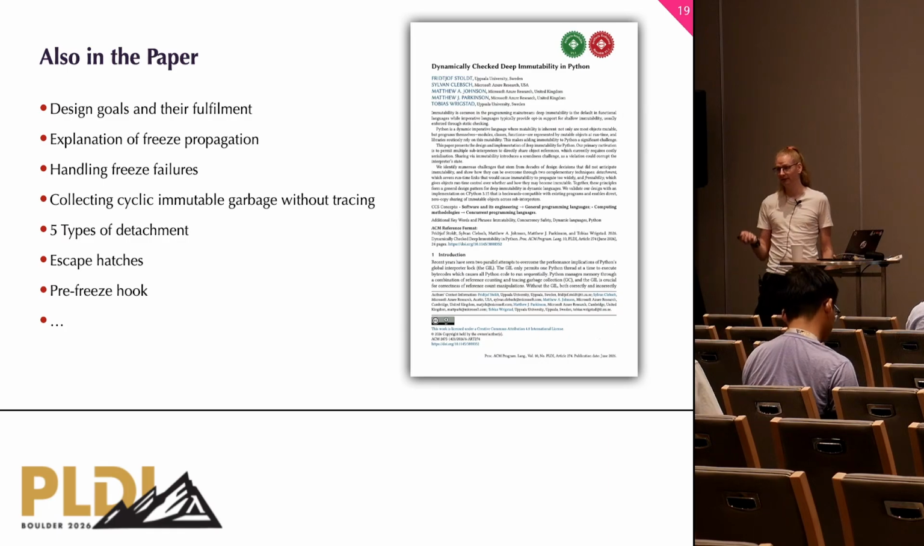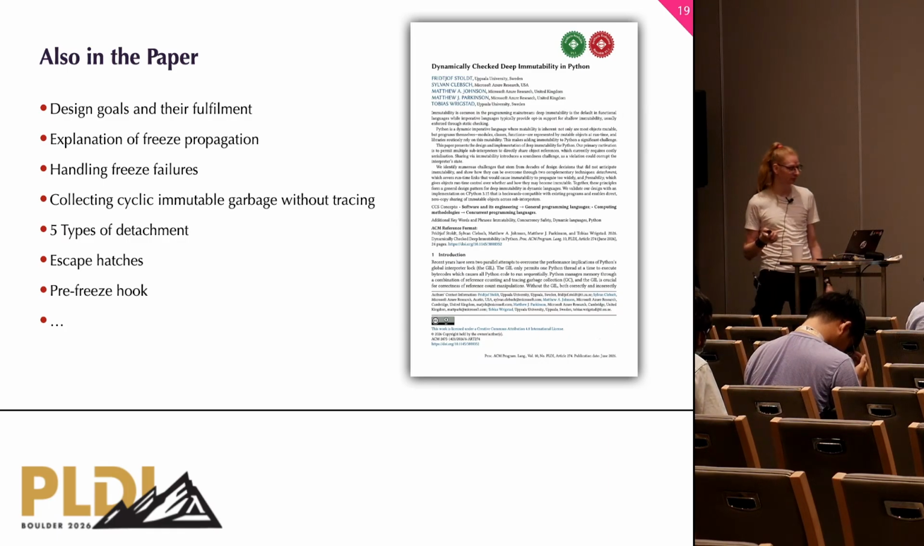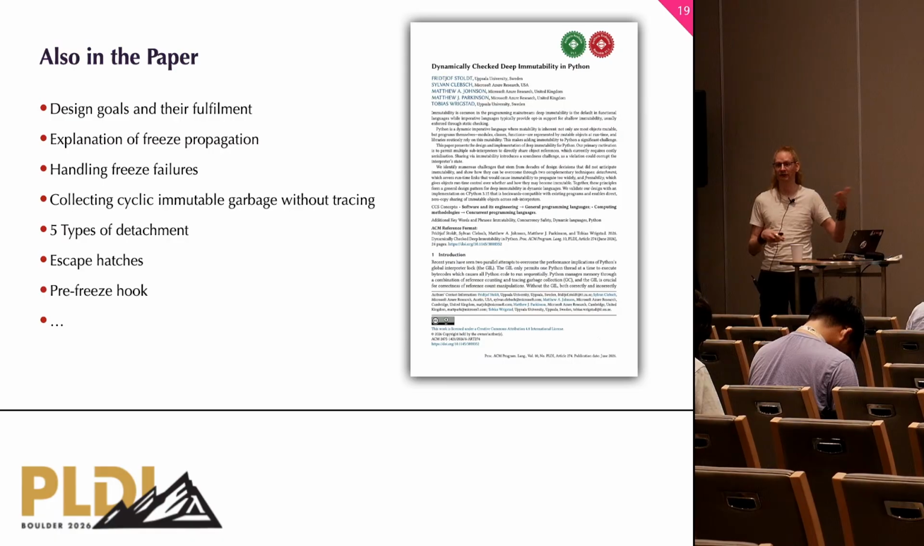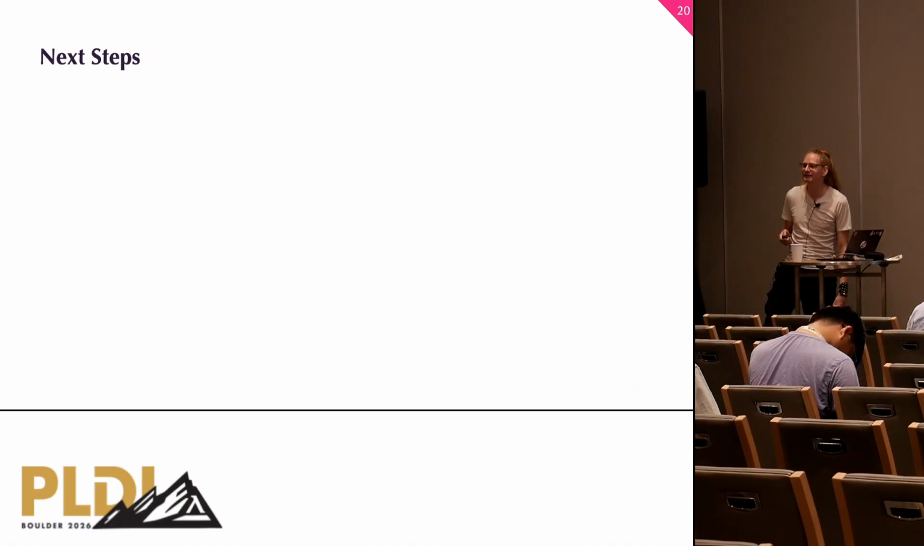As I mentioned, there are 5 different types of detachment which we've documented, plus escape hatches that the community has asked for. And there's also a pre-freeze hook, among other things. This slide space is limited. What are the next steps?